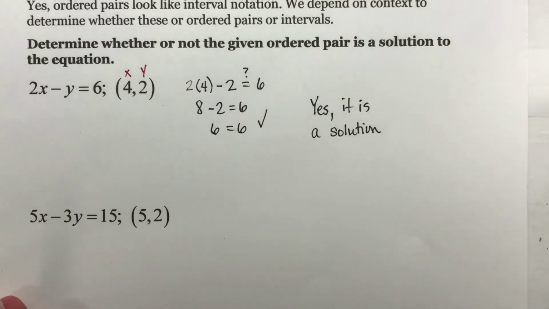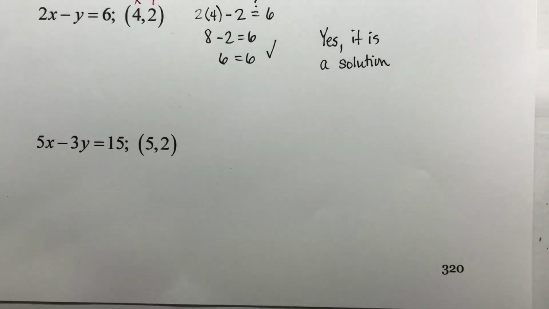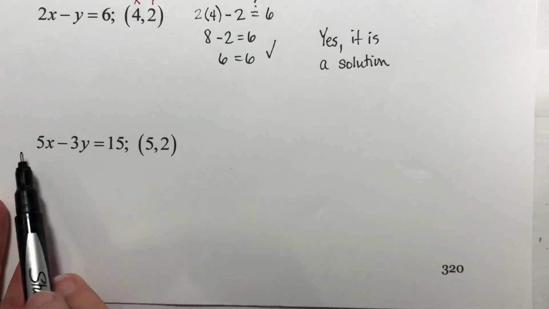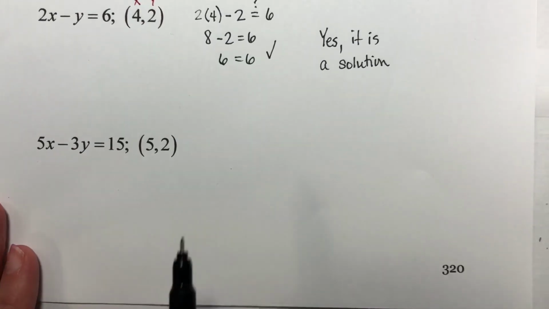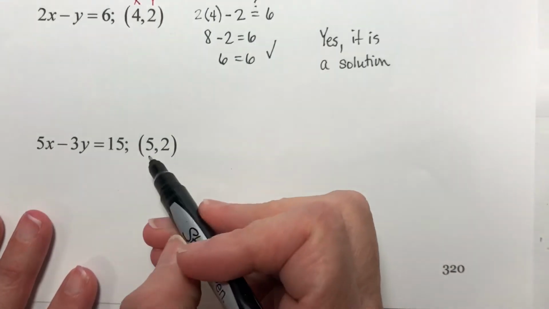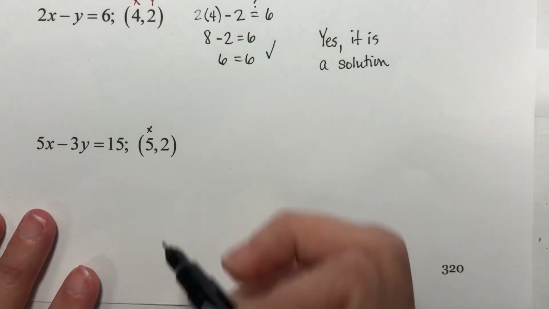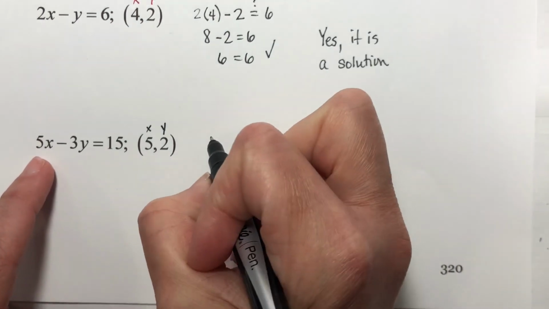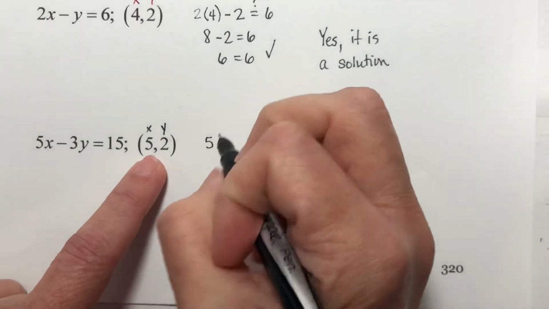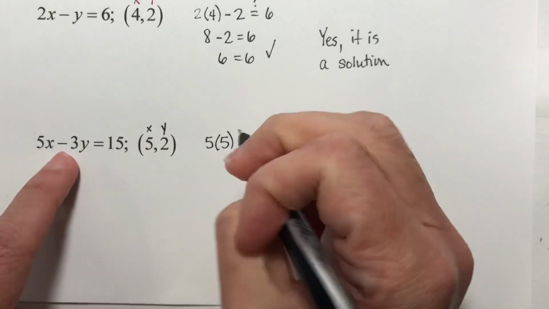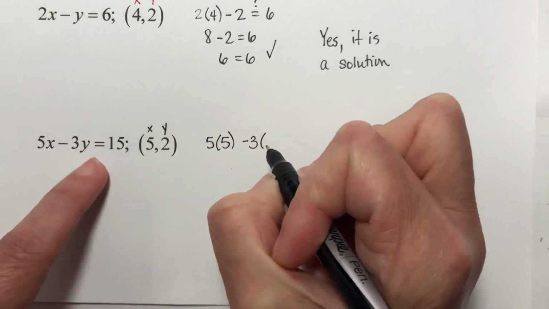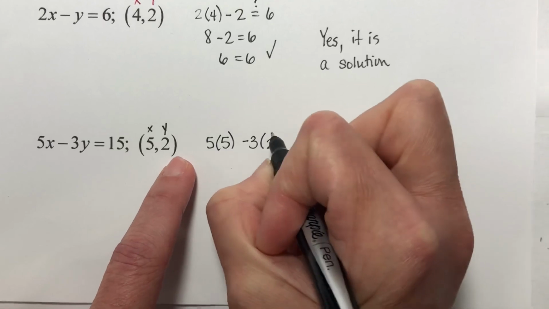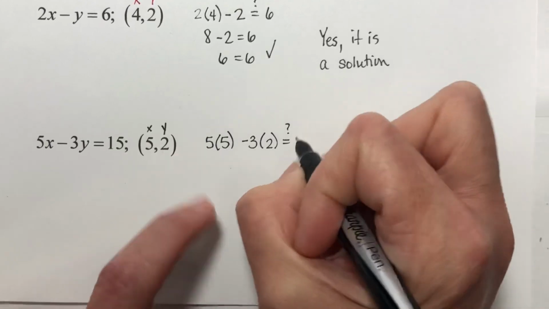Okay. Let's look at the next problem. It's the same type of problem. We're being asked to decide whether 5, 2 is a solution to this particular equation. Again, we plug in the first value for x, so 5 is x, 2 is going to be y. We plug in the values and see if it makes sense. So this would be 5 times x, and x is 5, minus 3 times y, and y is 2, and I want to see if that is equal to 15.